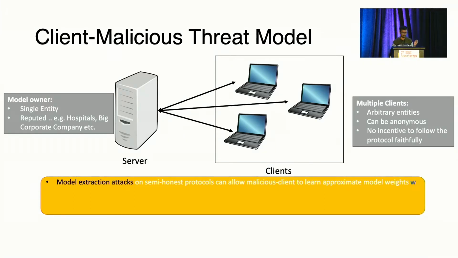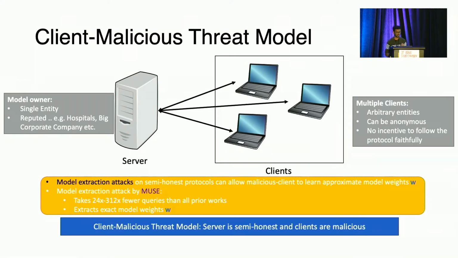Some of the attacks are model extraction attacks, which allow the malicious client to learn the approximate model weights W. In fact, in a work that got published at USENIX last year, that is MUSE, it gave a very efficient model extraction attack, which was 24x to 312x faster than all prior works because it required that many fewer queries. And one good thing about this attack was that it was able to extract the model weights exactly. Therefore, this motivates us to consider the client malicious threat model, where the server is semi-honest and clients are malicious.